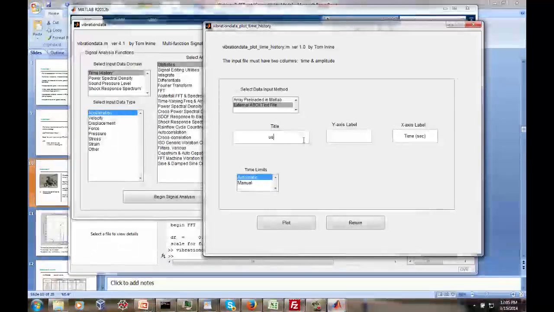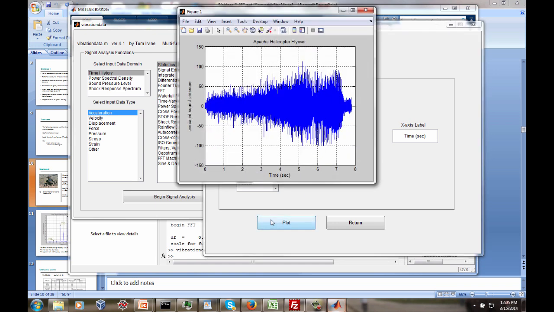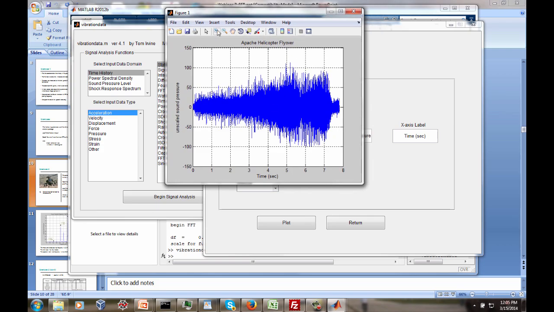This is unscaled sound pressure. This was a sound file that was converted to ASCII text format, and I should put that over into the y-axis label. Title: Apache helicopter flyover, flyby, whatever you want to call it. So here's our unscaled sound pressure versus time for the Apache helicopter flyover.